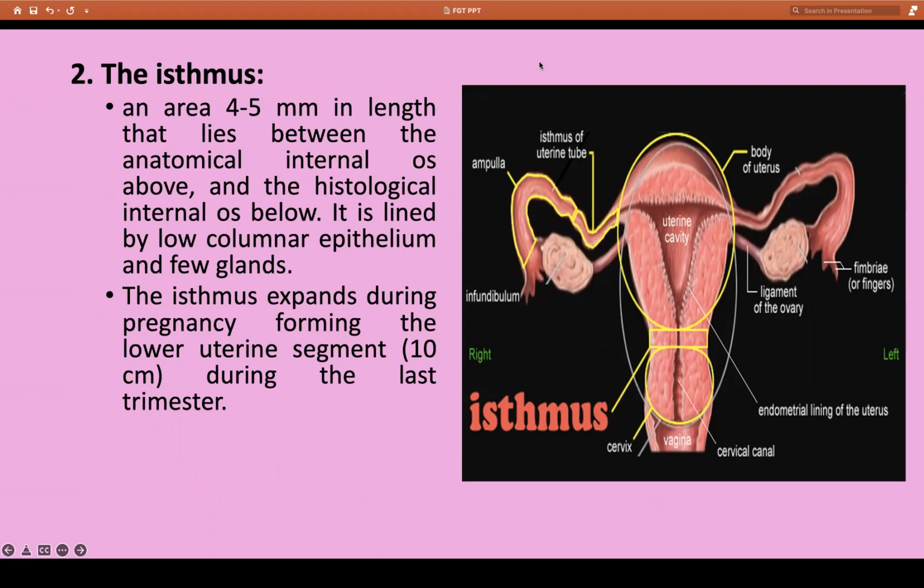So the isthmus expands during pregnancy in the 9th month to 10 centimeters to make the lower uterine segment. This is the area where we perform surgery by doing a transverse low uterine incision.